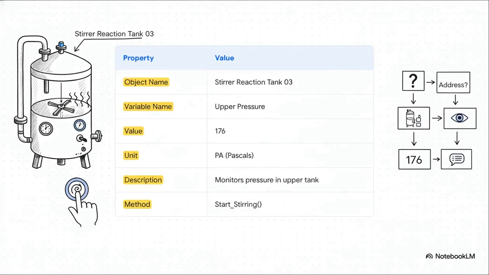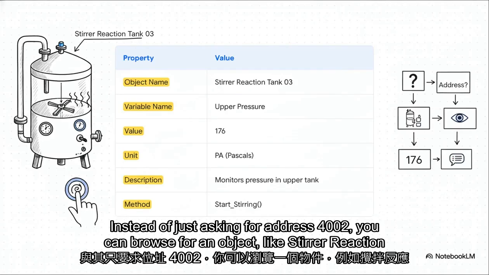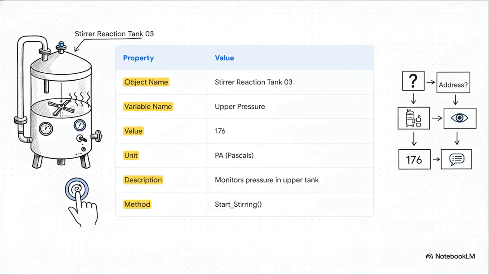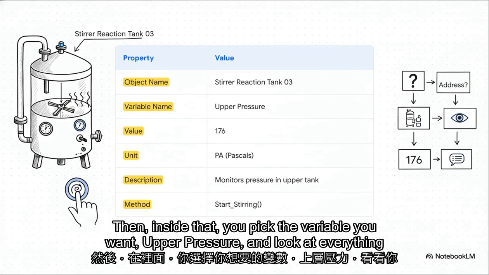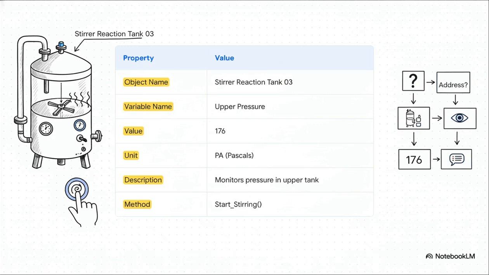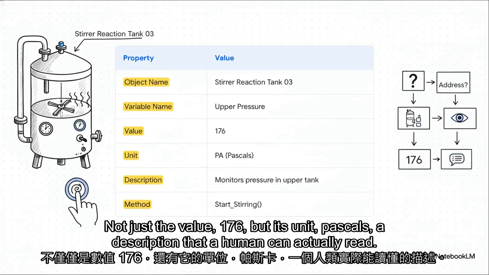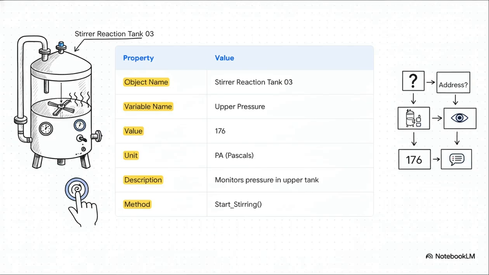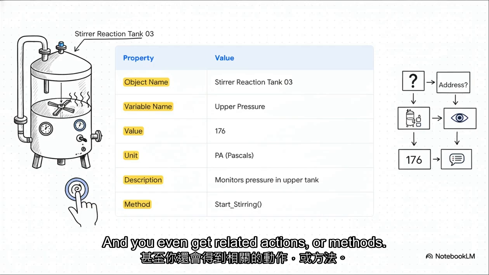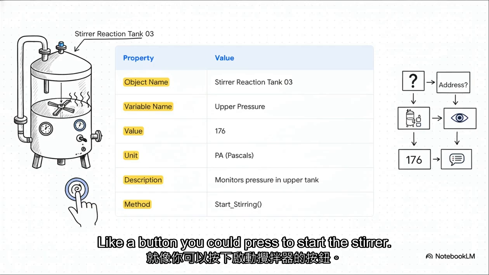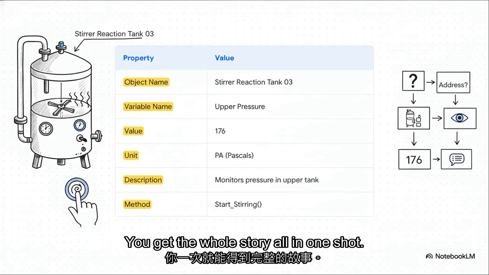Let's break this down. Instead of just asking for address 4002, you can browse for an object, like stir reaction tank 03. Then, inside that, you pick the variable you want, upper pressure, and look at everything you get back. Not just the value, 176, but its unit, pascals, a description that a human can actually read. And you even get related actions, or methods, like a button you could press to start the stir. You get the whole story all in one shot.